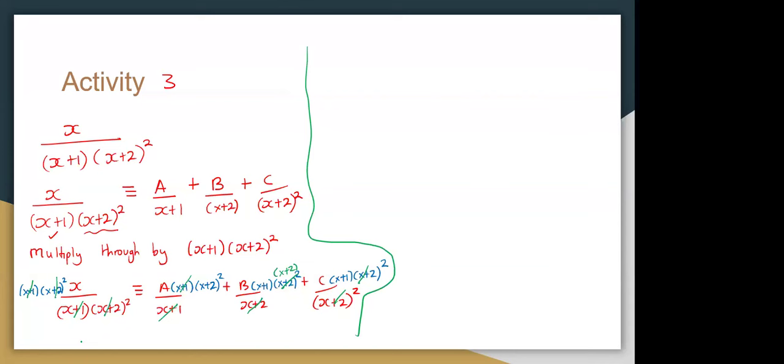So this side I remain with x equals a into x plus 2 squared, plus b into x plus 1, x plus 2, plus c into x plus 1. Hope we are still together. So that is what we have.